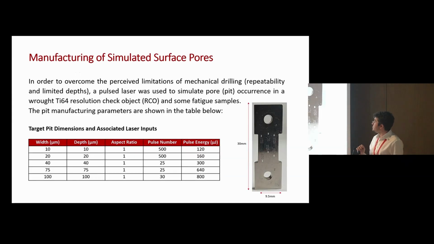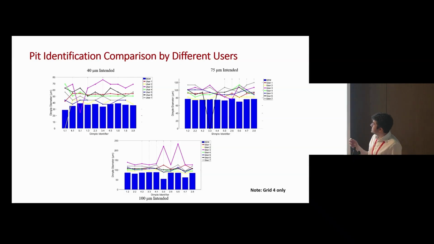To help understand the differences, I've created what I call the RCO, the resolution check object. This is just a wrought sample that I've lasered. You can see the laser marks there. Each of those grids is a repeat of the other ones, so I can have multiple versions. On the left of the table, you can see the intended sizes: 10, 20, 40 microns. There's 30 in each one. That sample was CT'd and sent out to a number of different researchers who all CT'd it in their own ways.